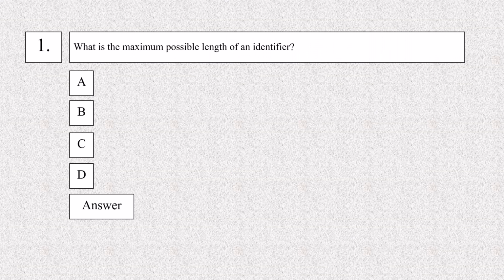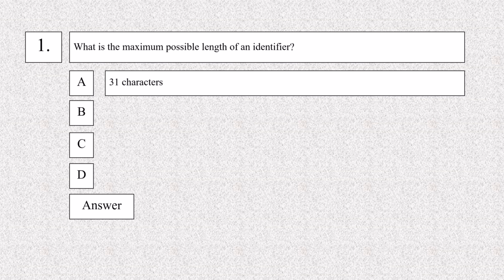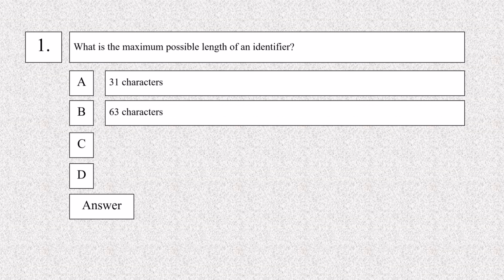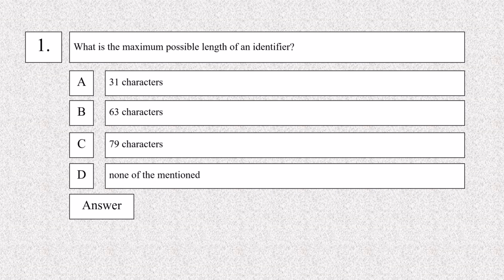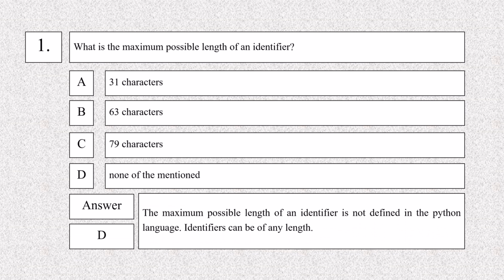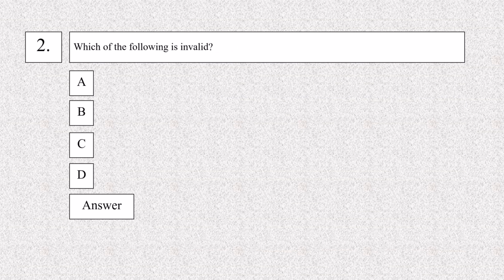So let's start. This is our first question: what is the maximum possible length of an identifier? Option A, 31 characters; option B, 63 characters; option C, 79 characters; and option D, none of the mentioned. The correct answer is option D. The maximum possible length of an identifier is not defined in the Python language, so identifiers can be of any length.